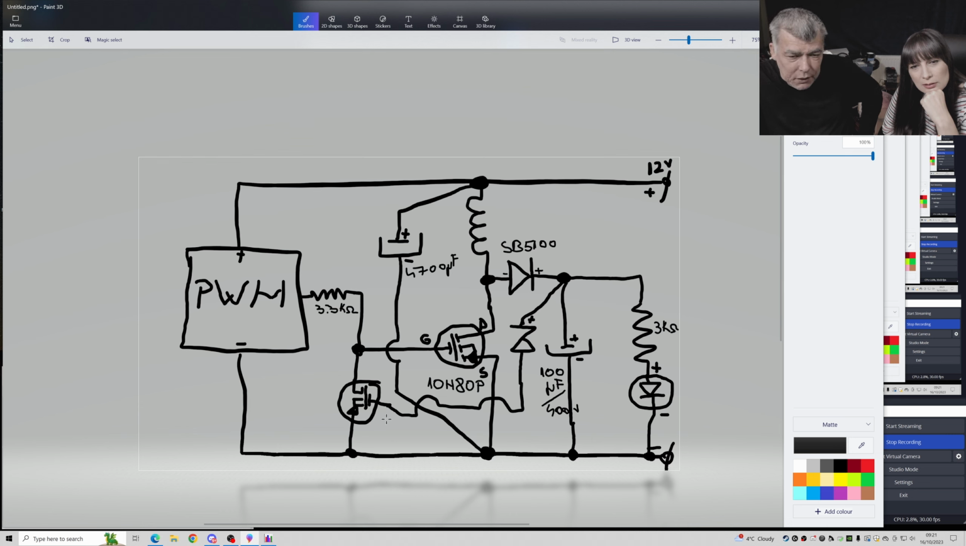So what you will get on the gate, you will get 15 volts on the gate. And the moment you get 15 volts on the gate, between the source and the gate, this MOSFET will have 0 ohms. That means it will short this signal. So what is confusing?